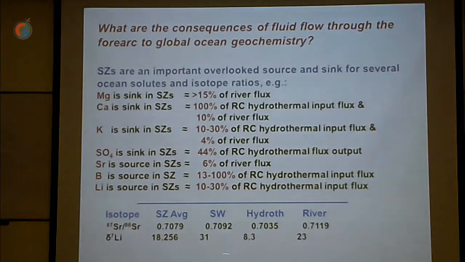And then certainly there are some effects on the isotopes. I'm giving you just two of them, strontium isotopes and lithium isotopes. You can see subduction zone averages here, and then you have the river, hydrothermal and seawater values. So you can see the impact of these averages, with this type of fluxes, on the seawater chemistry.